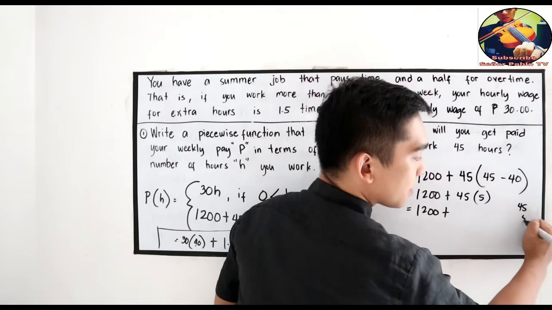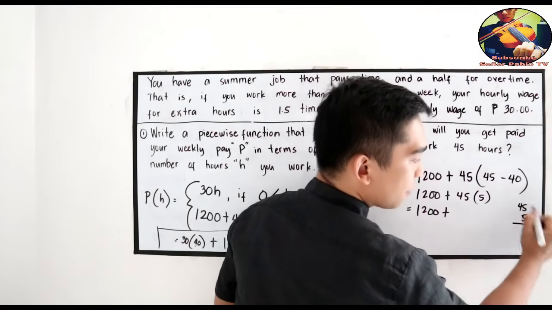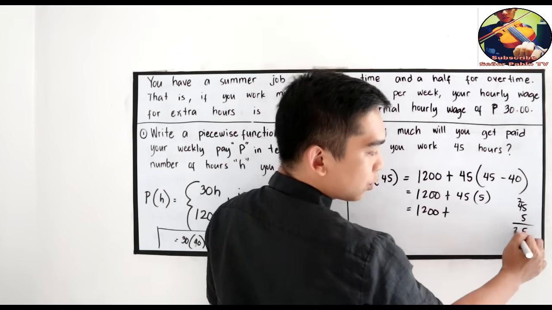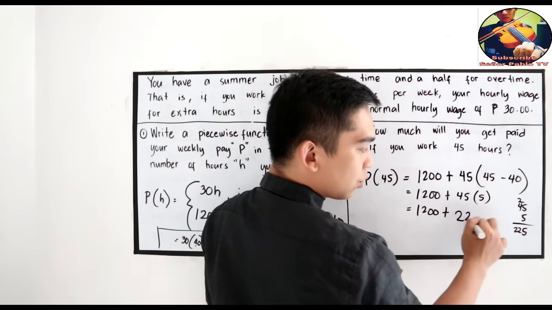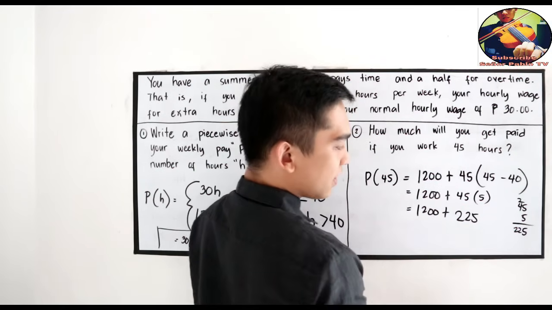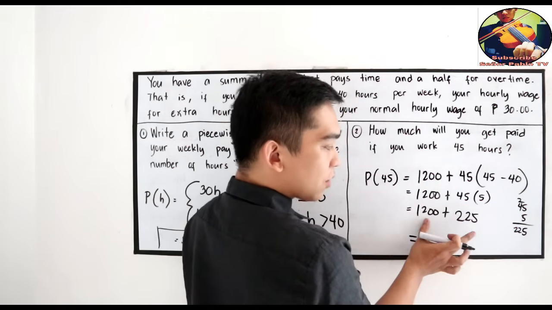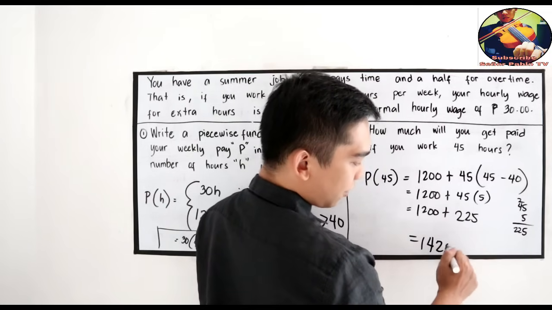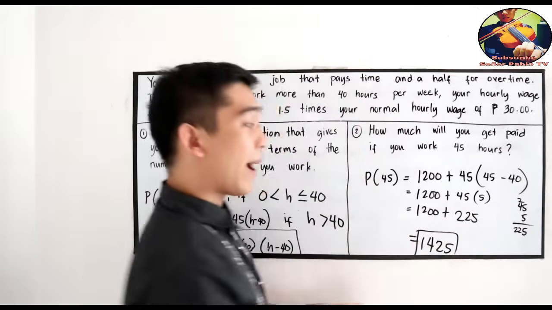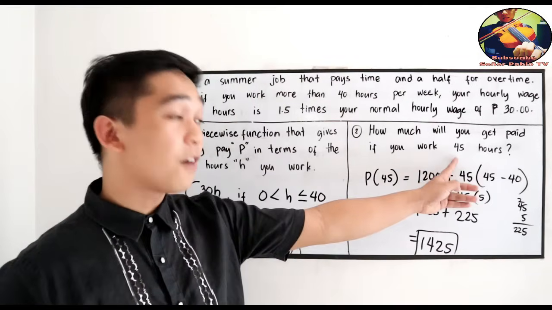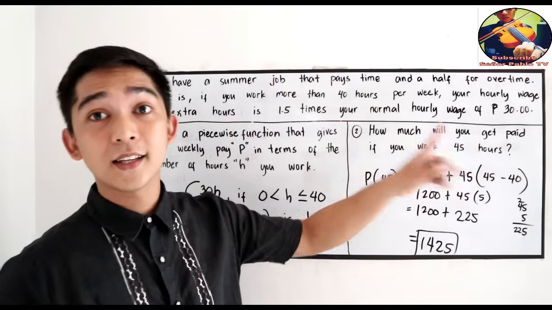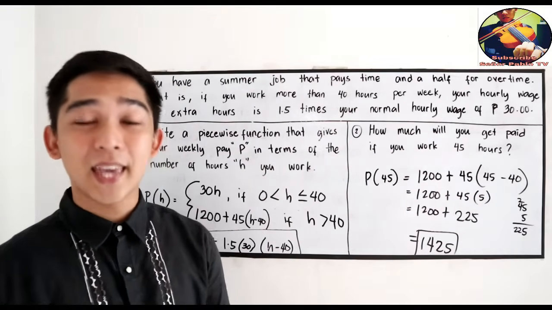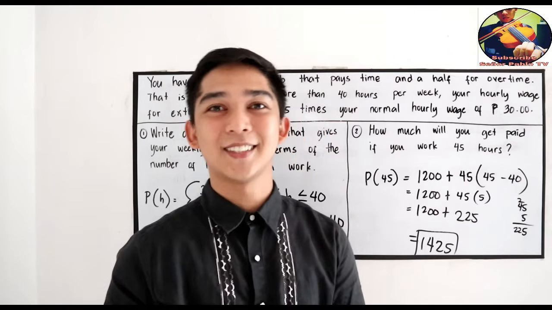45 times 5. So 25, carry 2. 4 times 5, 20 plus 2, 225. So 225. So add natin ngayon, 1,200 plus 225, that is 1,425. Ito ngayon, ibabayad sa iyo kapag nag-work ka ng 45 hours sa loob ng 1 week. So, ayan ang ating application of piecewise function.